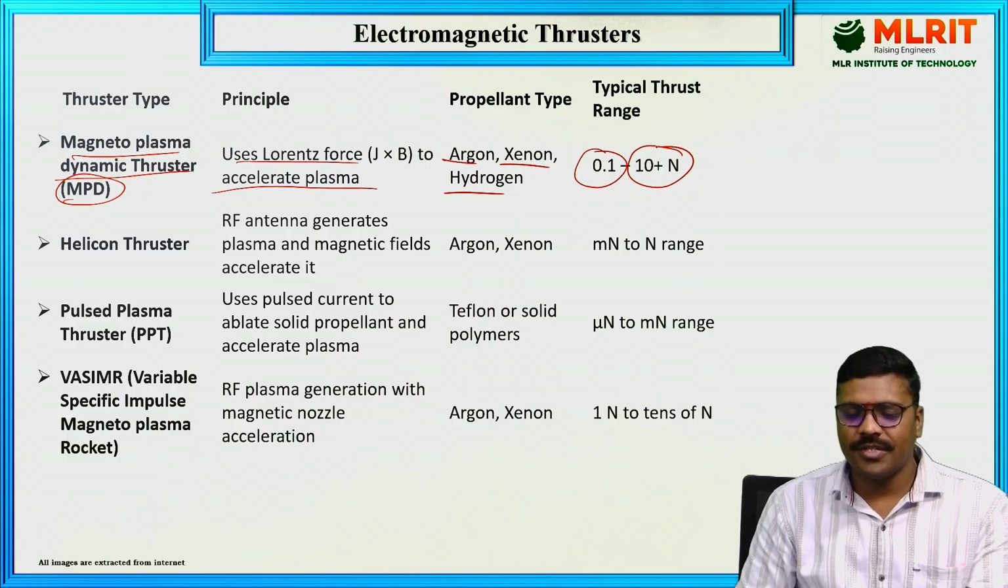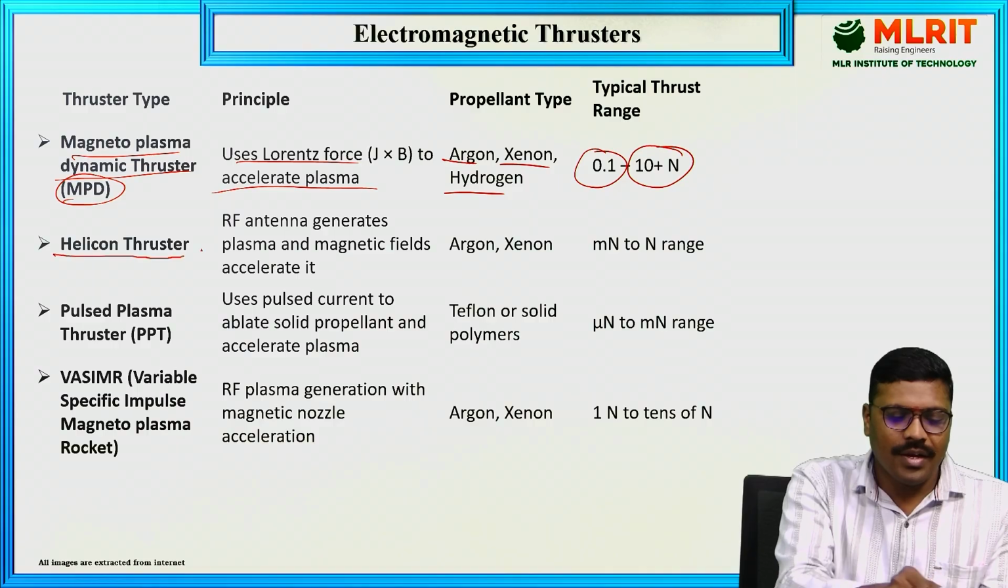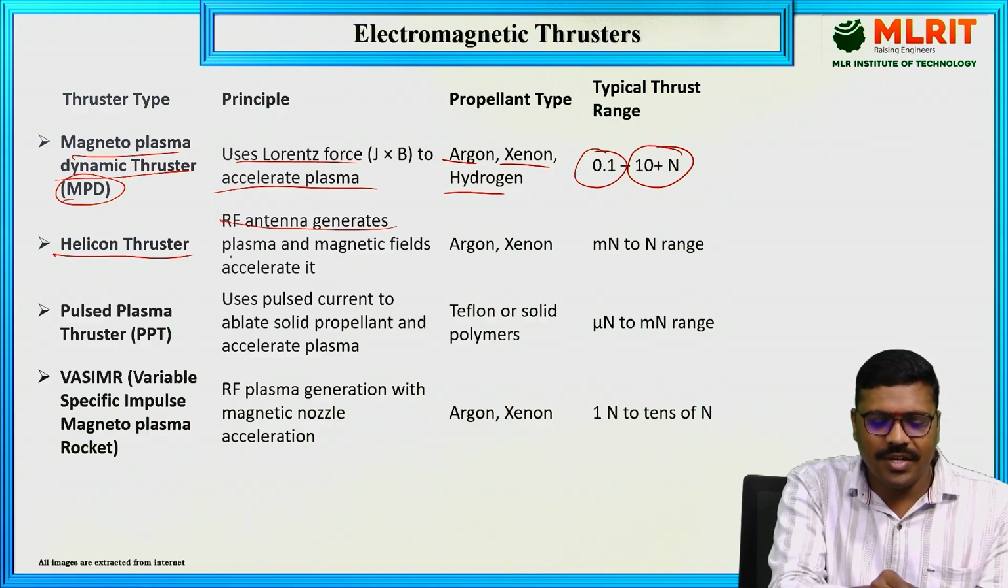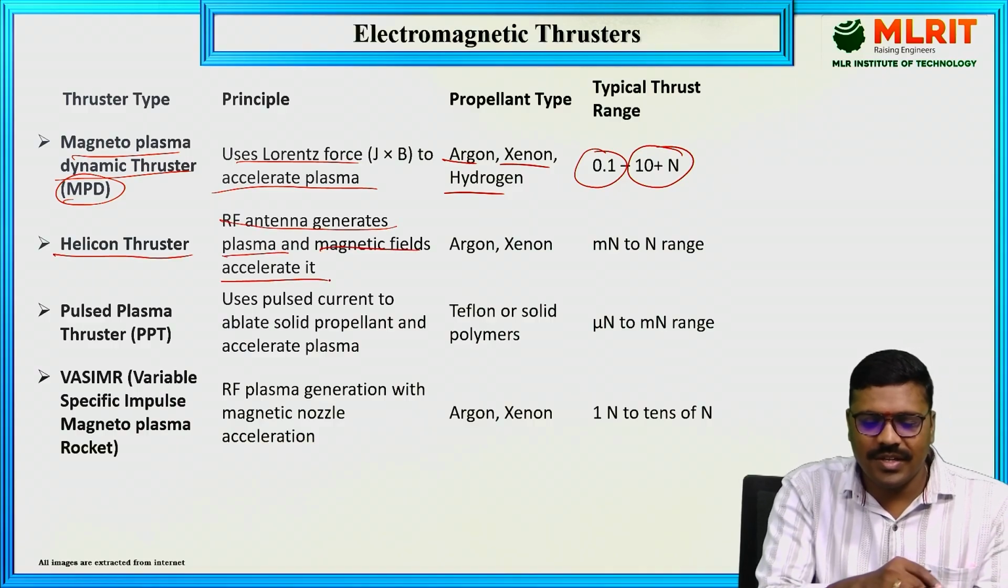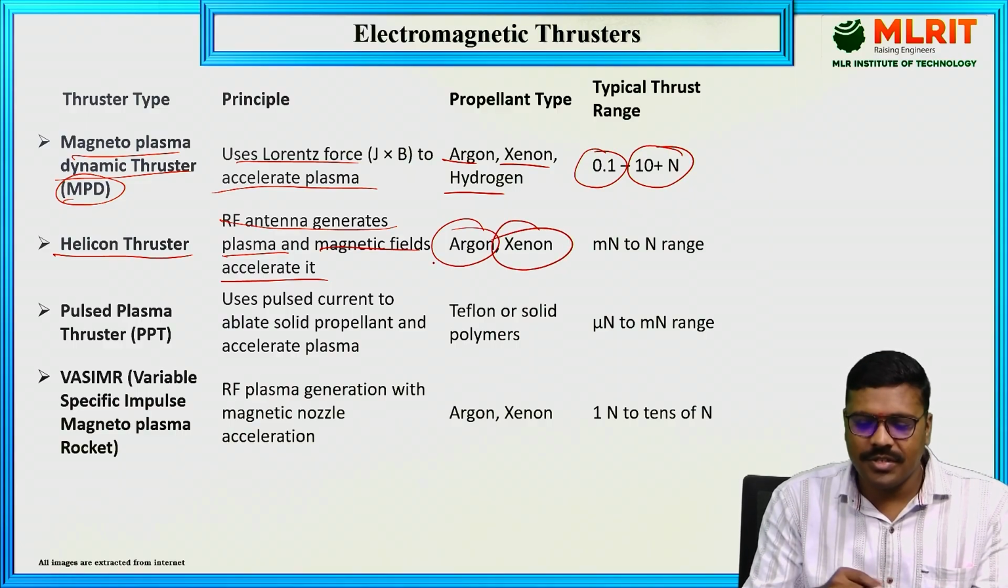There in the electrostatic thrusters it is 0.01, very less thrust. Okay, here helicon thrusters: an RF antenna generates plasma and magnetic fields accelerate it. Argon and xenon are the propellants used for helicon thrusters. The thrust range is millinewtons to newtons.